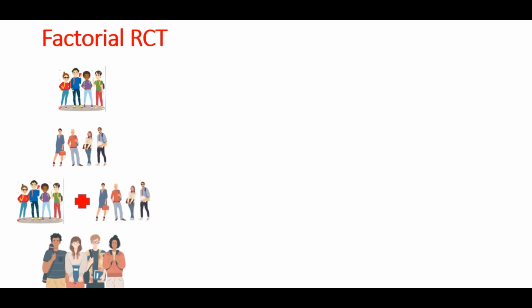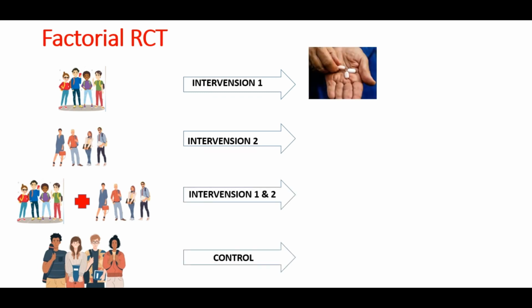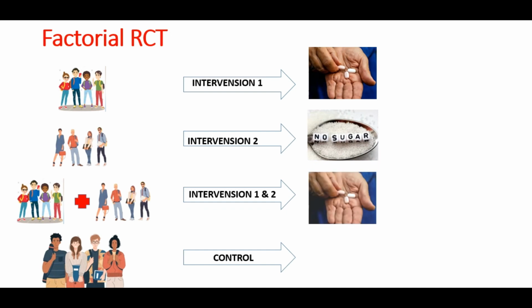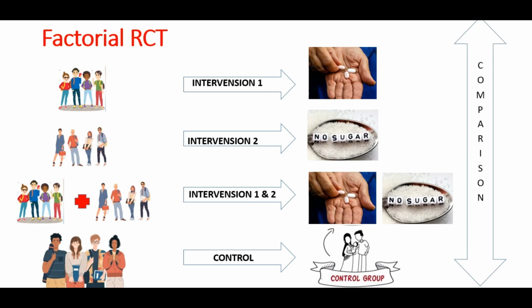Next is factorial RCT. It is a specific type of RCT which lets you carry out two or more comparisons at the same time. For example, first, diabetes mellitus medication, and second, an intervention that aims to improve lifestyle. And third, an intervention that is a combination of medication and lifestyle. And all three interventions have one common control group. Because of all this, we can make multiple comparisons simultaneously with a single study.